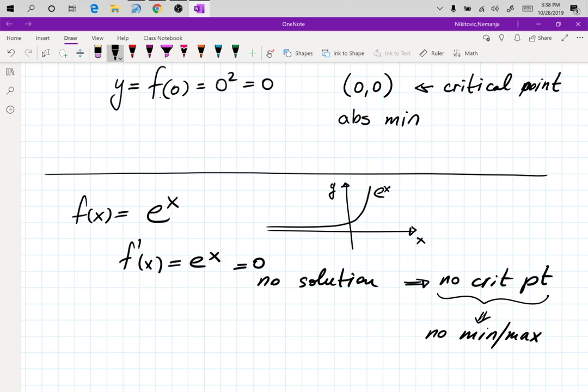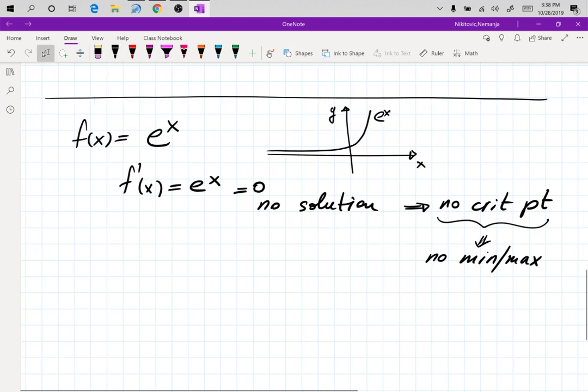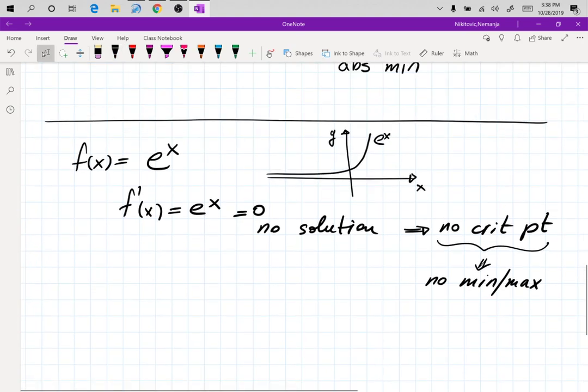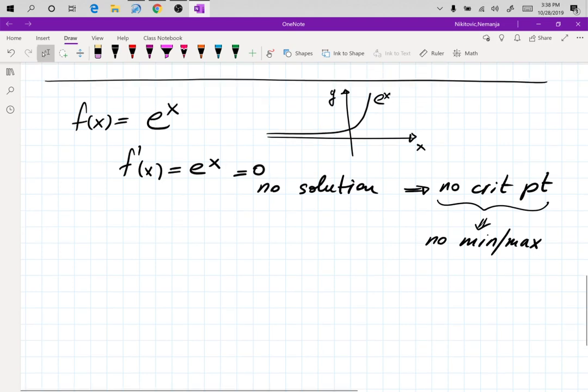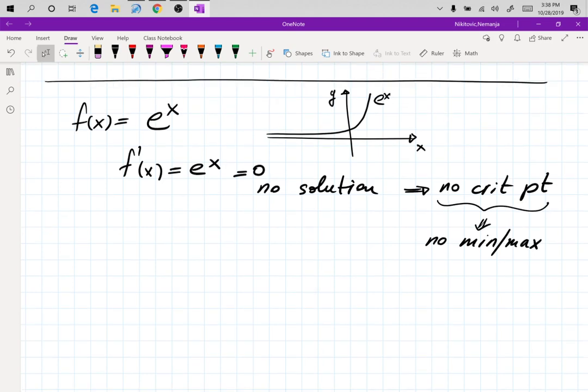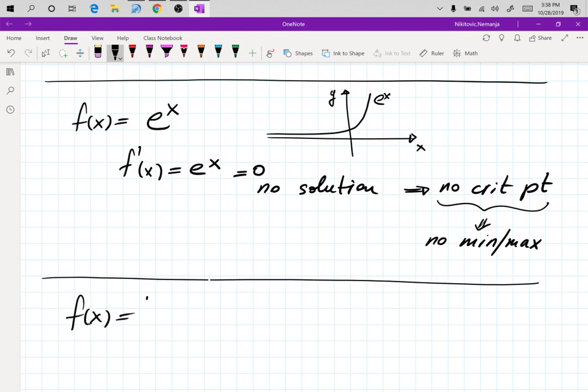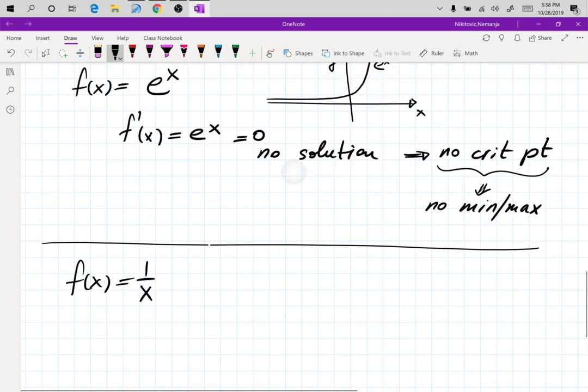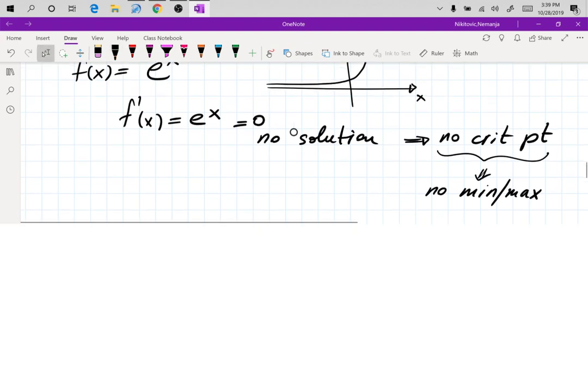e to the x equals 0 is an equation that has no solution, and the reason is that 0 is y equals 0, which is the x-axis, and e to the x is above it, so they never intersect, and because they never intersect, they have no solution. And since they have no solution, there is no critical point. Since there is no critical point, there is no min or max, and we are done. Another one of those would be f of x equals 1 over x. If you find the derivative, again, we just know these.